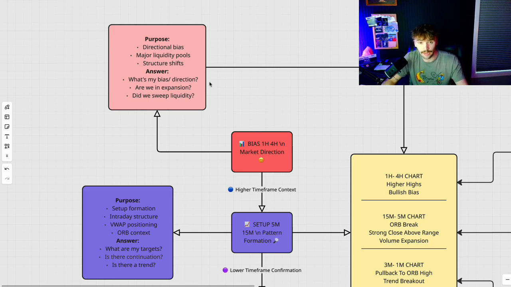Okay, write this down. Market is looking bearish because XYZ. Market is looking bullish because we just swept London lows and we are looking to press higher, right? So that's what you want to establish first.